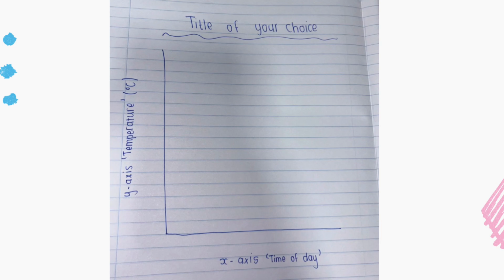The first thing we're going to do is draw our x-axis and our y-axis and label it. In this situation, our time of the day is our x-axis because it is the independent variable, the variable that we control, and the y-axis is our temperature. You can insert a title of your choice.